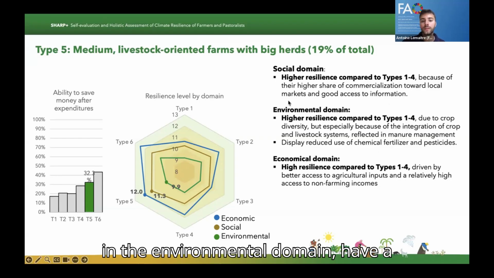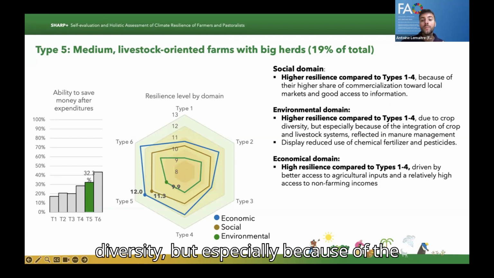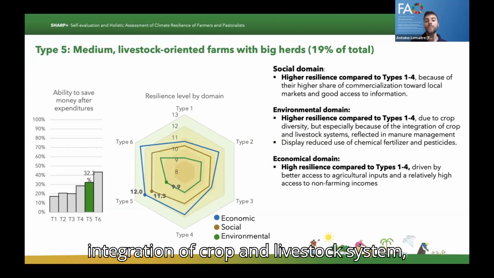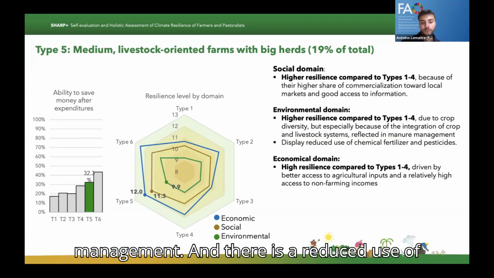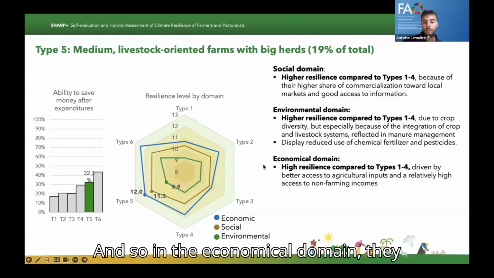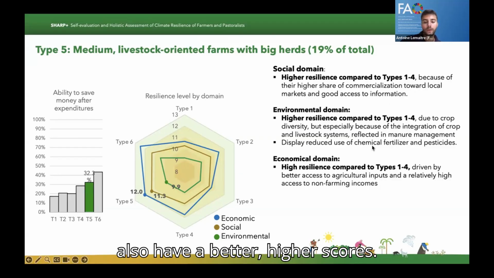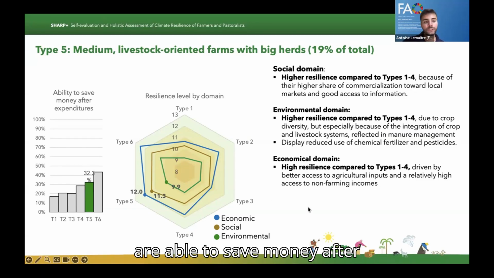They also, in the environmental domain, have a higher score because of a higher crop diversity, but especially because of the integration of crop and livestock system, especially reflected in the manure management. And there is a reduced use of chemical fertilizers and pesticides. And so in the economical domain, they also have higher scores. And we can see that 32% of them are able to save money after expenditures.